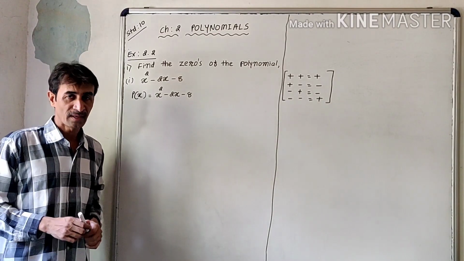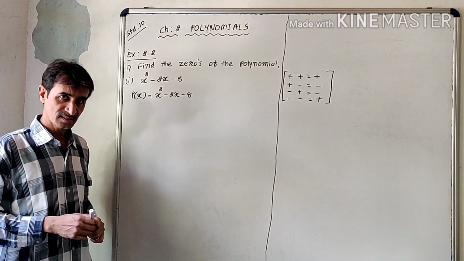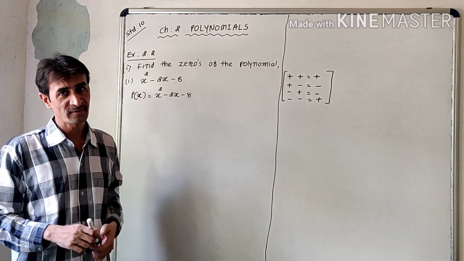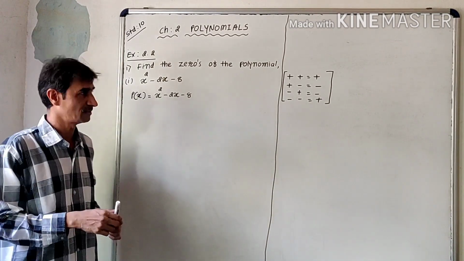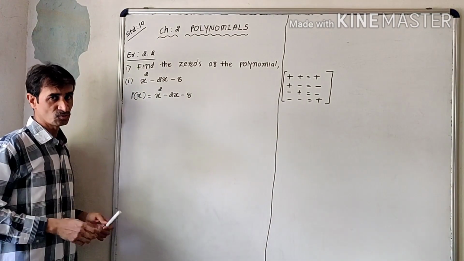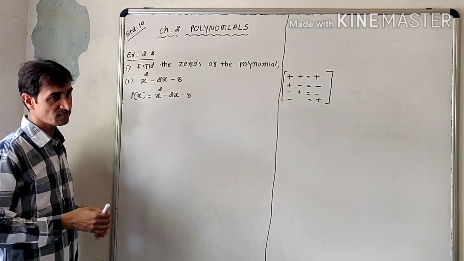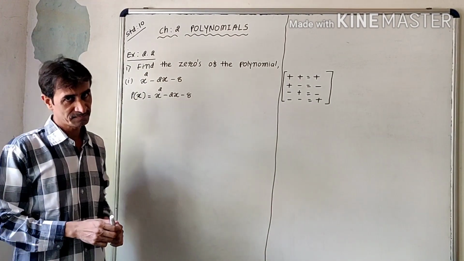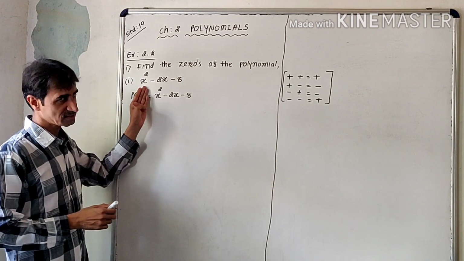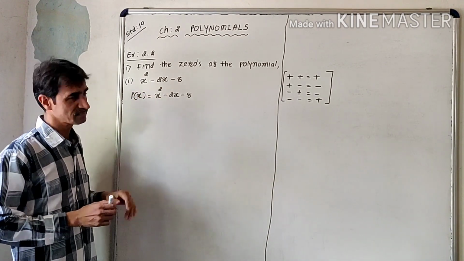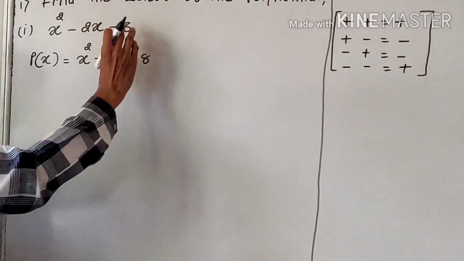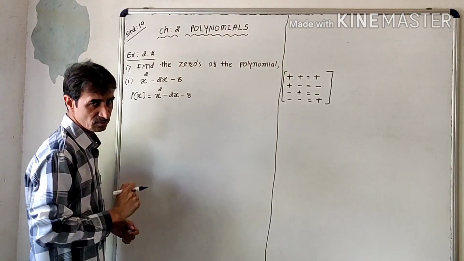Okay, students. Today we are going to start the Standard 10 chapter number 2, Polynomials, because you are very familiar with factorization. Here in exercise 2.2, question number 1 is: find the zeros of the polynomial x square minus 2x minus 8. Now I want to find out the zeros of the polynomial.